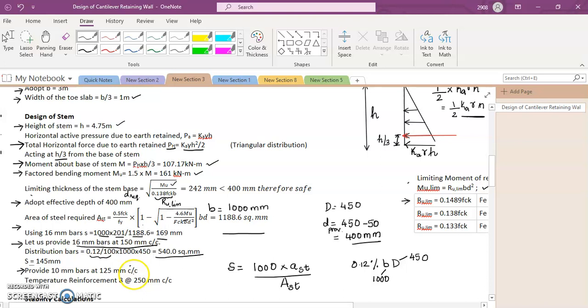And lastly, we need to provide the temperature reinforcement. This is on the outer face of the retaining wall, and we provide some minimum reinforcement of 8 mm bars at 250 mm center to center.